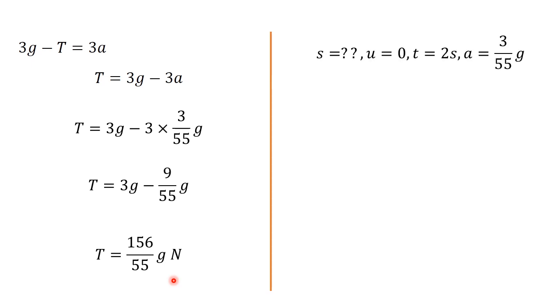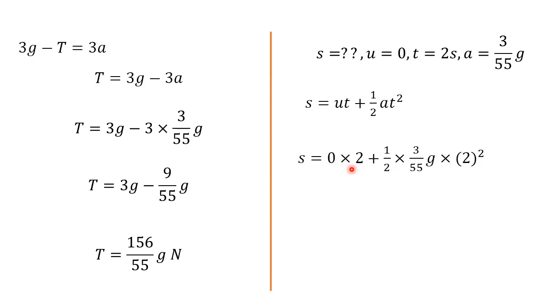Then we go to find the distance covered after 2 seconds. We shall use s equals ut plus half at squared. We have the t, we have the initial velocity, which is 0, and then we have the acceleration. So by substitution, we shall have 0 times 2 plus a half times 3 over 55 g times 2 squared. So 2 squared will give us 4, and when we cancel, that will give us 6 over 55 g meters.